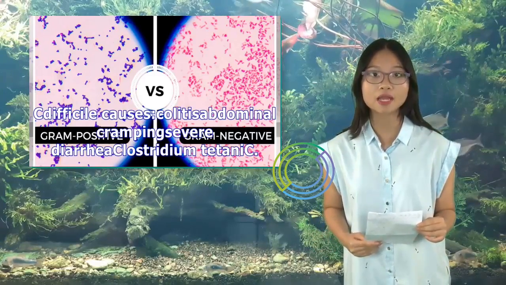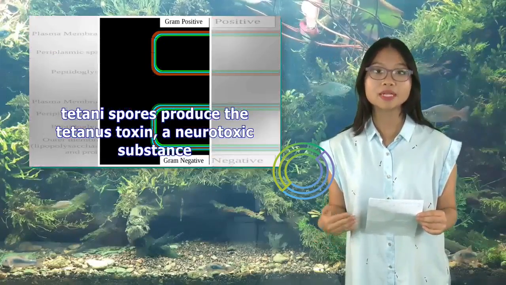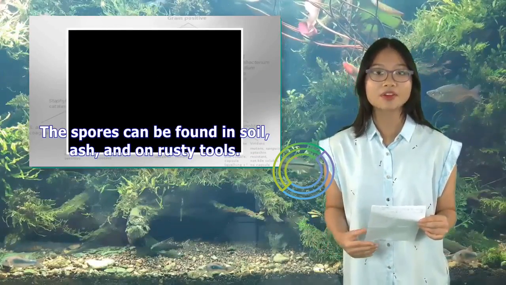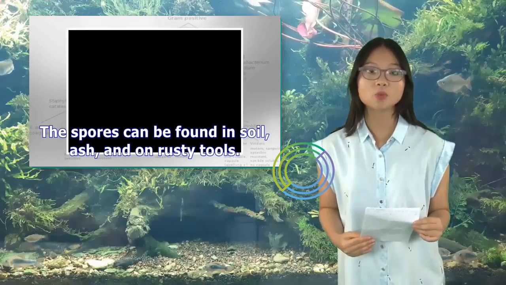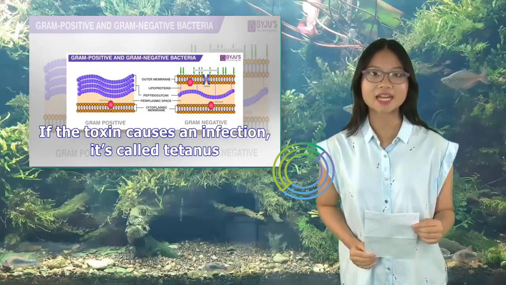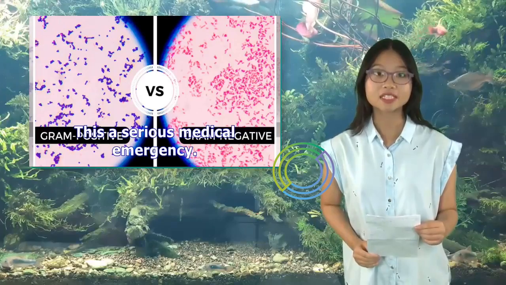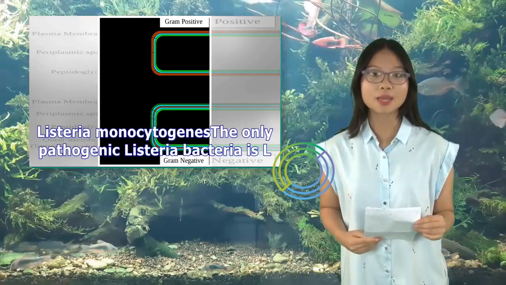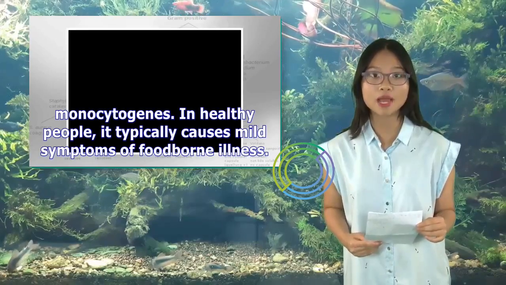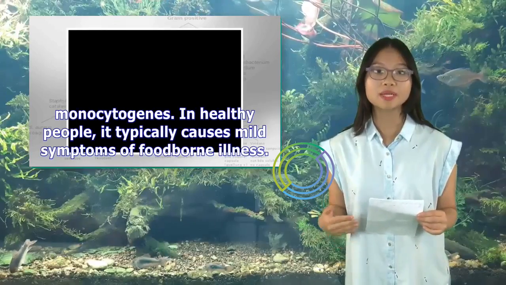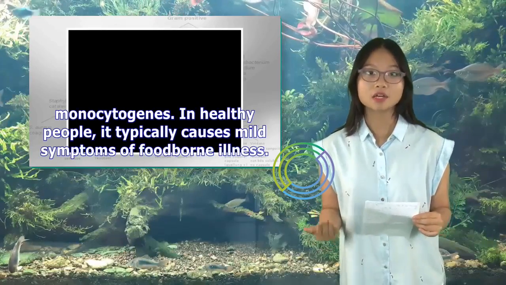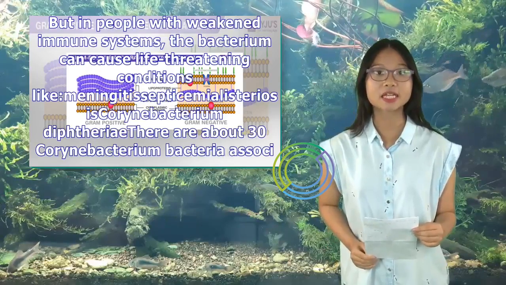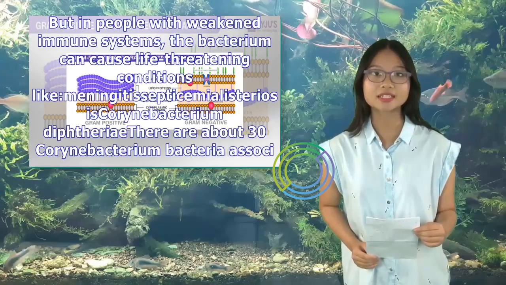Clostridium tetani. C. tetani spores produce the tetanus toxin, a neurotoxic substance. The spores can be found in soil, ash, and on rusty tools. If the toxin causes an infection, it's called tetanus. This is a serious medical emergency. Listeria monocytogenes. The only pathogenic Listeria bacteria is L. monocytogenes. In healthy people, it typically causes mild symptoms of foodborne illness. But in people with weakened immune systems, the bacterium can cause life-threatening conditions like meningitis, septicemia, and listeriosis.